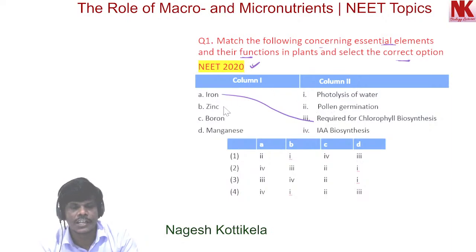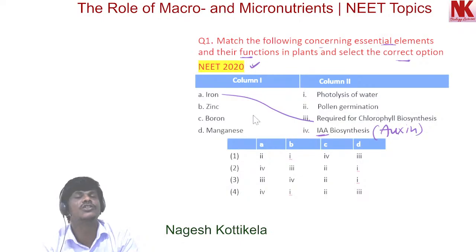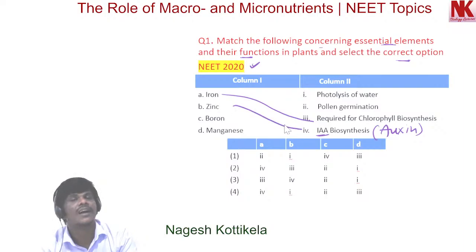Now zinc, let's check. Photolysis of water, no, this is not involved in photolysis of water. Pollen germination, no, this is not involved in pollen germination. IAA biosynthesis, here IAA is auxin. Just now we discussed during the session auxin synthesis, so zinc is involved in auxin synthesis. So this is matched with the fourth option in column 2. Now boron, here it is essential for pollen germination. And finally manganese is required for photolysis of water.